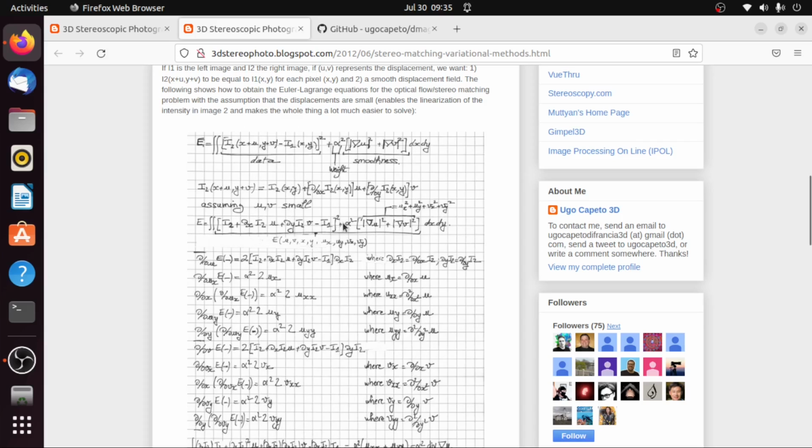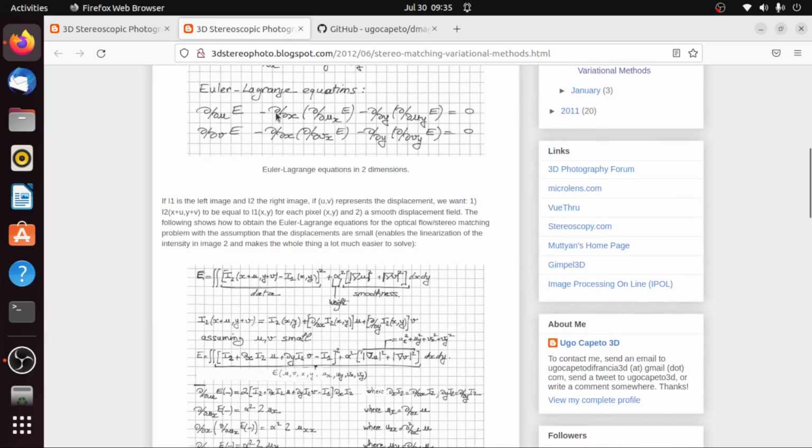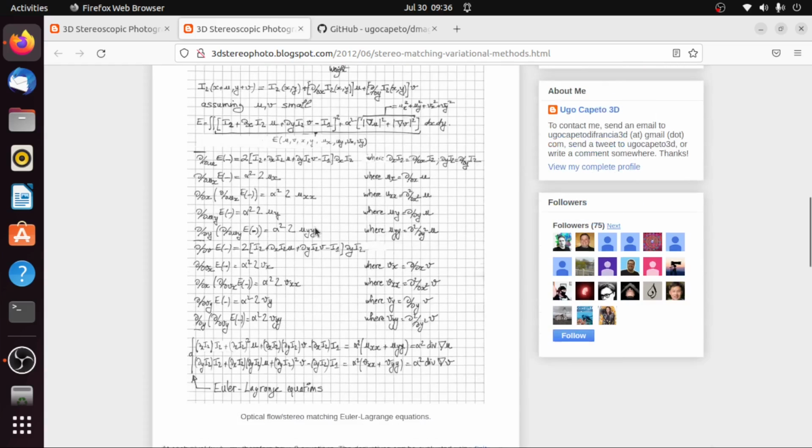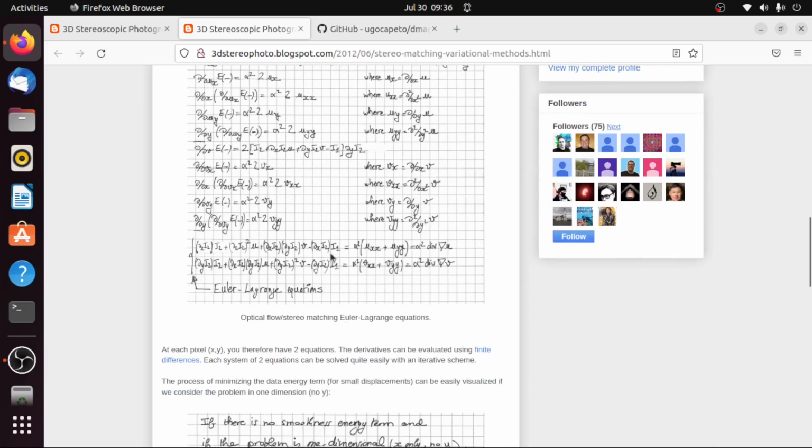So now you have the expression for the energy, and you use the Euler-Lagrange equations to solve that. Okay, so that's your equation. Once you have them, it's actually pretty simple. At each pixel, I explained here, at each pixel xy, you therefore have two equations. And the derivatives, you can evaluate them using finite differences.